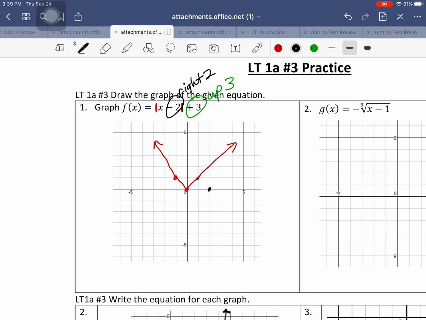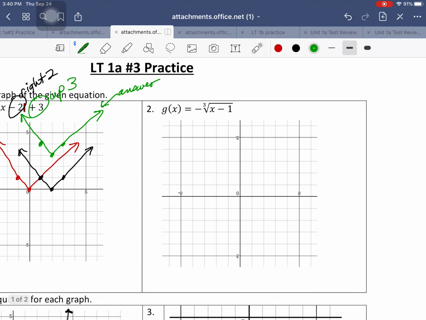And then we're gonna go right 2. I'll do that in black. Each of those key coordinates, I'm gonna go right 2. Draw it again. And then the last part is go up 3. So up 3, each point, each coordinate, and redraw it. Green is the only one you need for the answer.